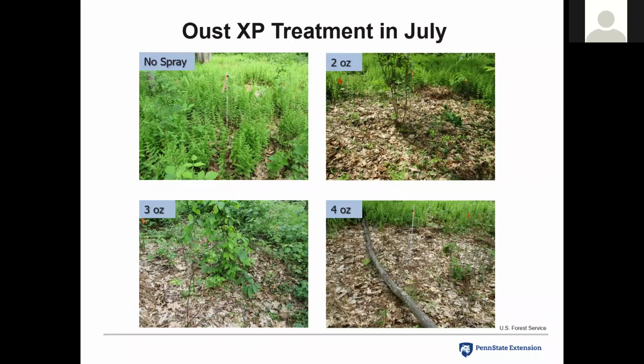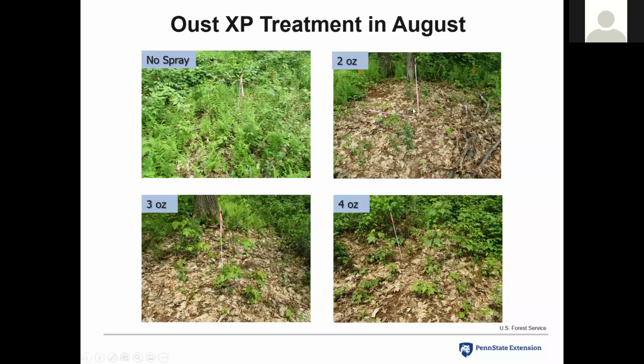So here's what some of the plots look like. You can see the no spray. Here's at 2 ounces per acre. All the fern is controlled. Hardwoods left. Same thing here, 3 ounces per acre, 4 ounces per acre, and this is a July treatment. Here's the August treatment. Again, no spray. Ferns controlled at 2 ounces, 3 ounces, or 4 ounces. Even at 4 ounces, hardwood seedlings were left in place.